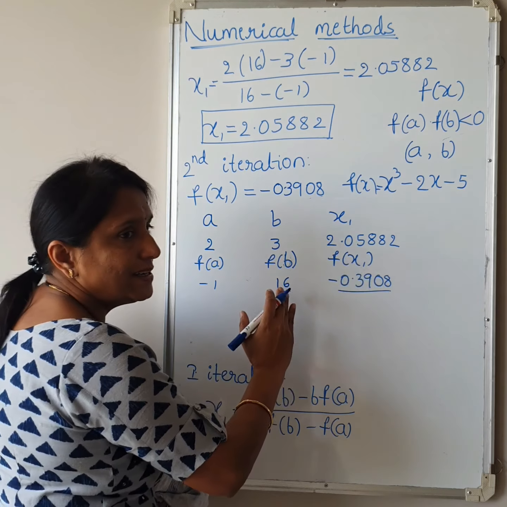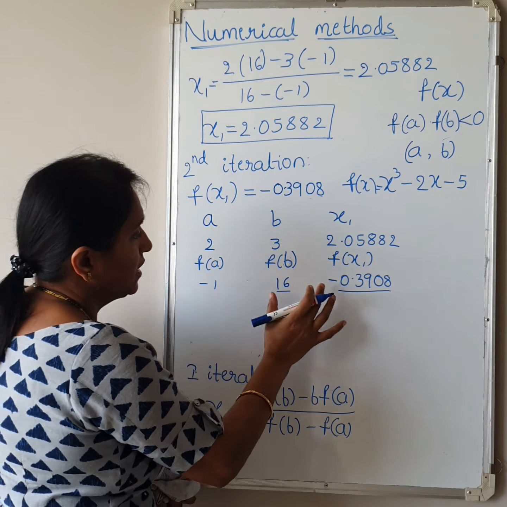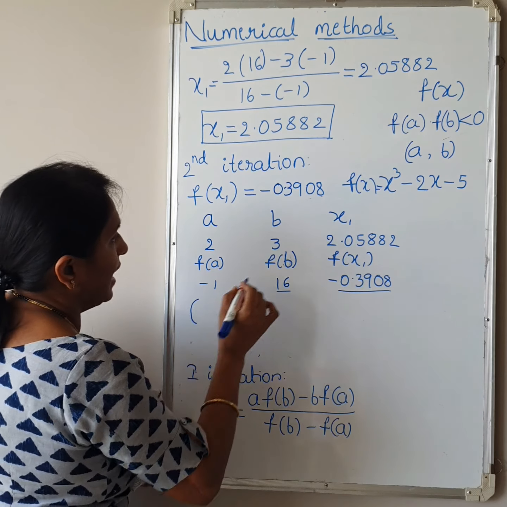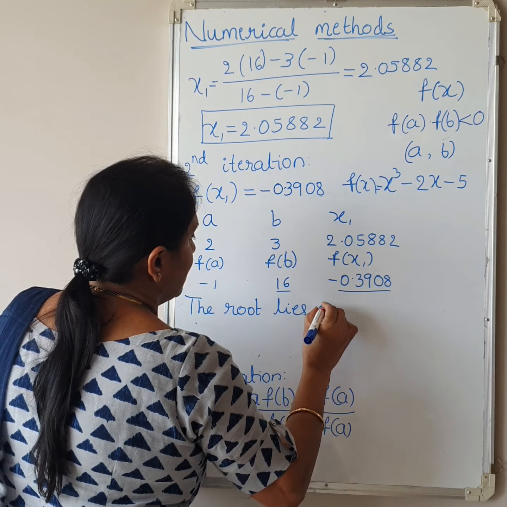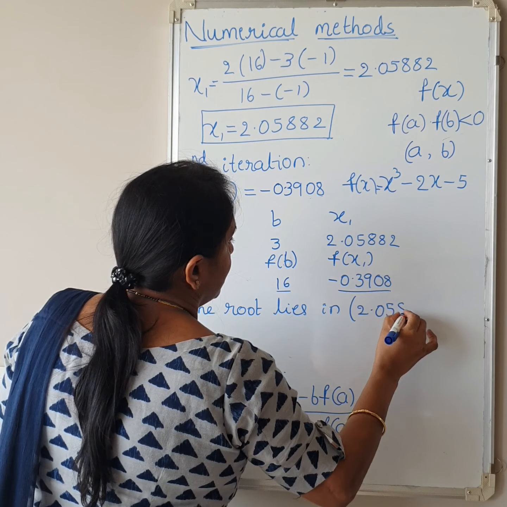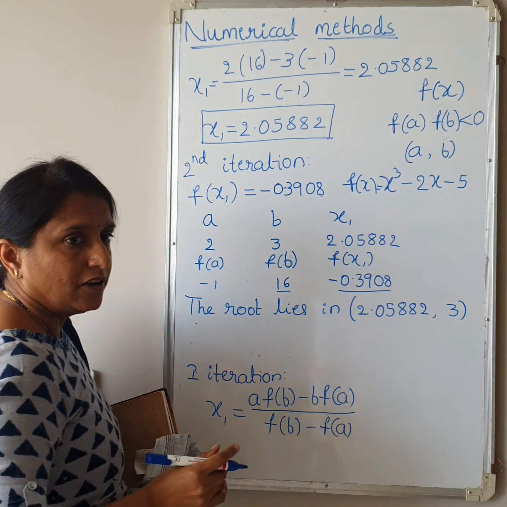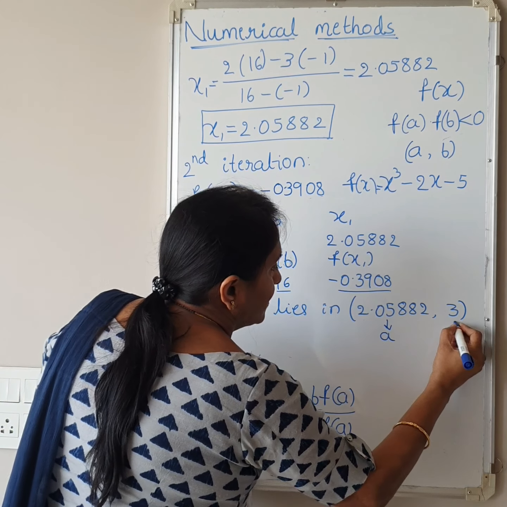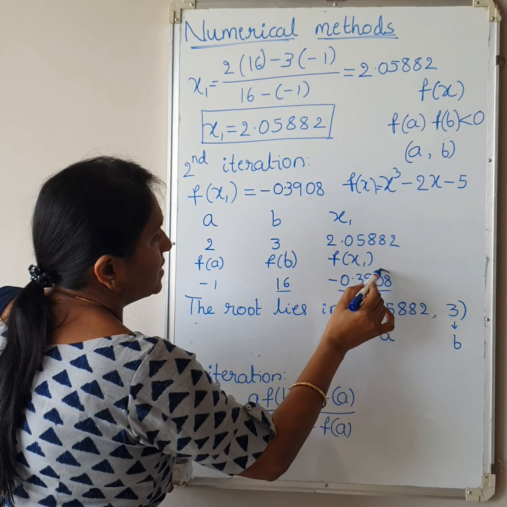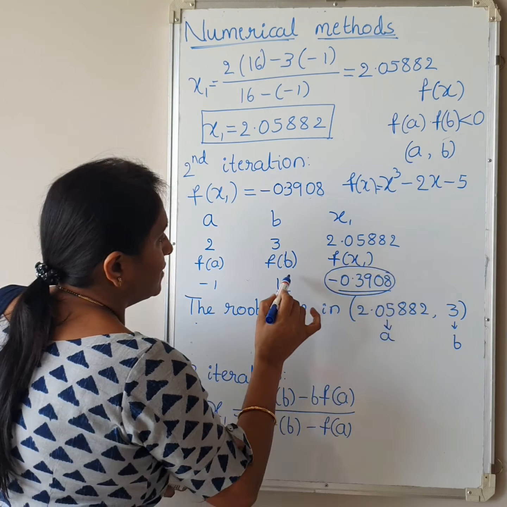We have to conclude that root lies in this interval. You cannot take this because it is negative. So one should be positive, one should be negative. So we conclude that root lies in the interval. The root, you have to write it clearly, always write down smaller one first, 2.05882, 3. So here our new a is this and this is b, and this is f of a and this is f of b, and formula will be same. Only here we have to write x2. x2 is equal to, this x1 becomes x2 and it is second iteration value. So x2 is equal to a f of b minus b f of a divided by f of b minus f of a. We will substitute here.